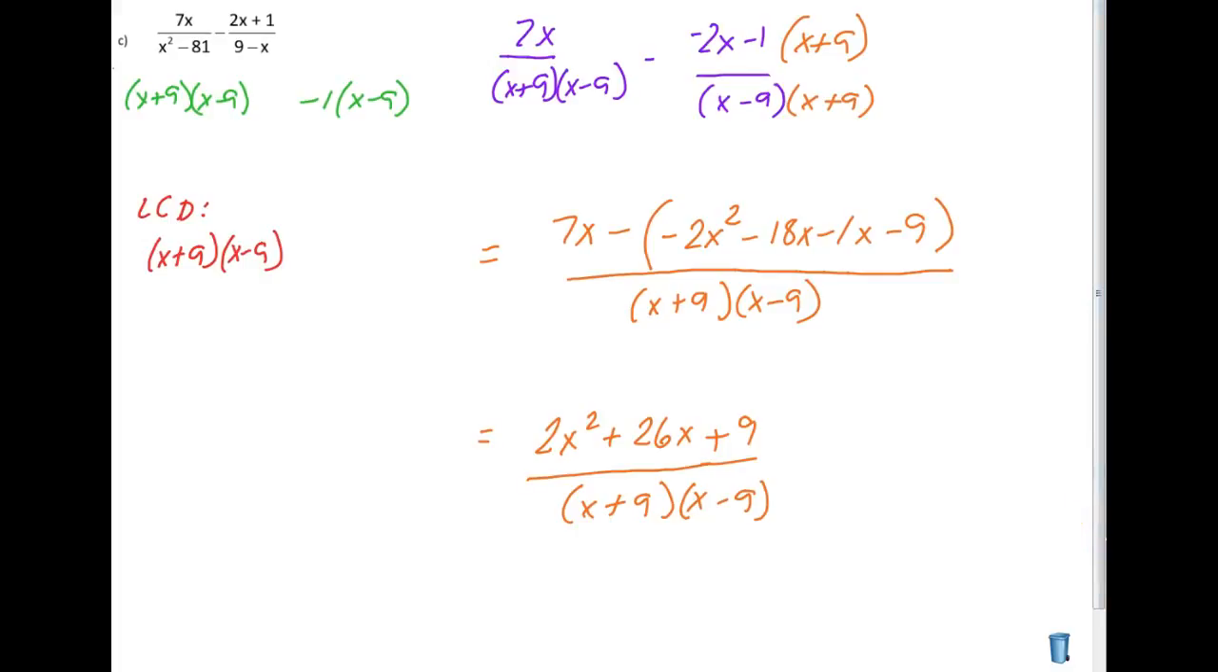So I hope this was a helpful review on how you add and subtract rational expressions. We will most definitely be using them in the future with the next few sections where we are going to be solving rational equations. Keep up the good work. We'll see you soon.